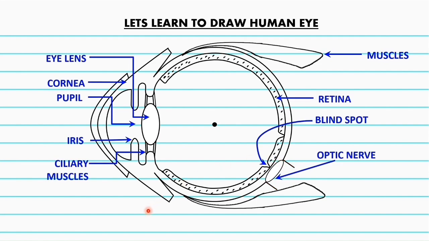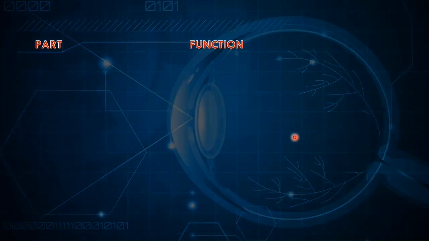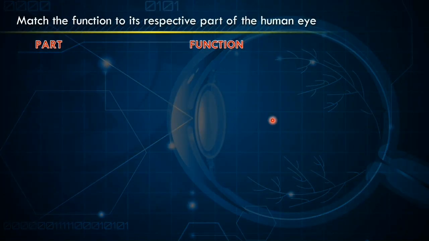Okay guys, so this is the complete structure of human eye with proper labeling. So practice it properly, okay? Now shall we move to the next slide? Okay, so let's do some quick revision. So match the function to its respective part of the human eye.